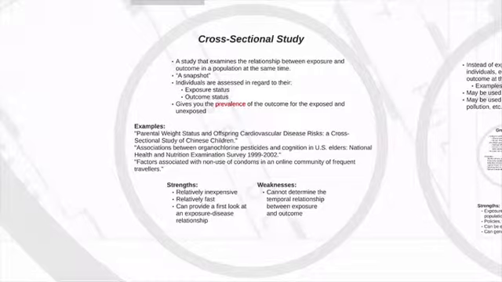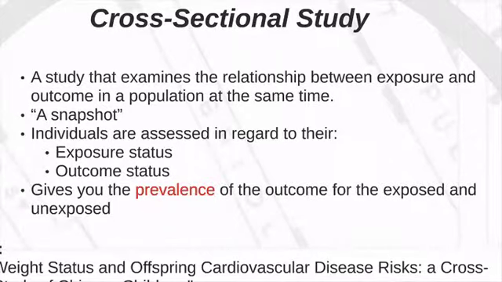So the idea of a cross-sectional epidemiologic study is that it's a study that examines the relationship between an exposure and an outcome in a population at the same time. Okay, so what does this sound like? This sounds like the type of study where you would end up getting a prevalence measure, right? Because you're surveying or measuring a population at one point in time. You're measuring their exposure status and their outcome status and looking at relationships between the two.